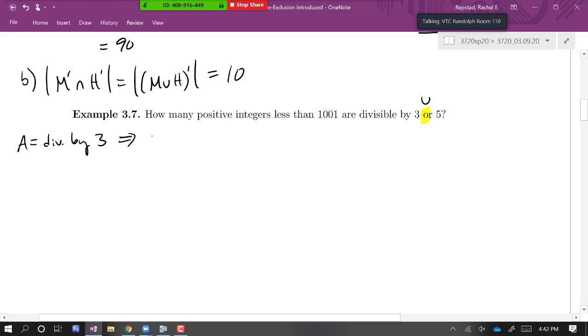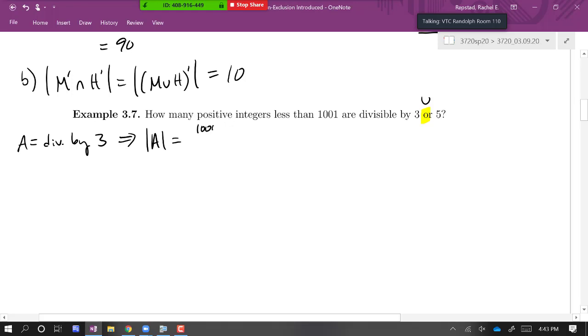And let's see if we can't figure out a clever way to count up the size of A. The integers divisible by 3 is precisely every third integer, right? So I go from 1, 2, 3, 4, 5, 6, and I just want to know how many up to 1,000 are divisible by 3. If it's every third integer, I'm just going to take 1,000 and divide it by 3, right? That'll tell me how many of them there are.